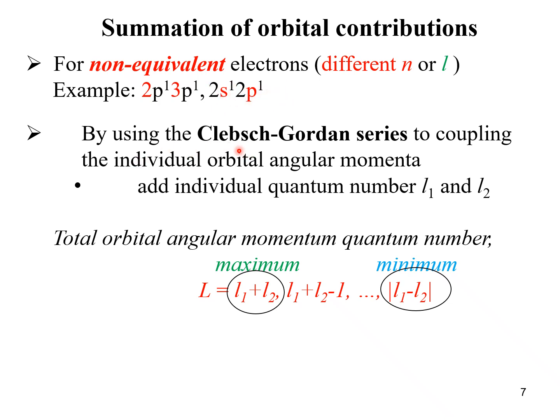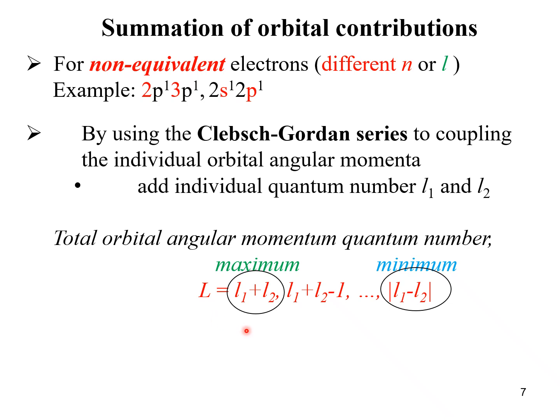By using this Clebsch-Gordan series, we can couple the individual orbital angular momentum and add the individual quantum numbers for electron 1 and electron 2. So we can obtain the total orbital angular momentum quantum number, which is L, capital letter, equal to the orbital angular momentum quantum number from electron 1 plus the orbital angular momentum quantum number from electron 2. So when we sum up the orbital angular momentum for the electrons, we will be able to obtain the maximum total orbital angular momentum quantum number.